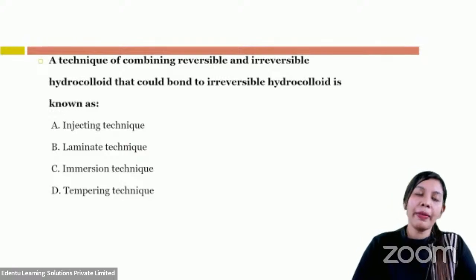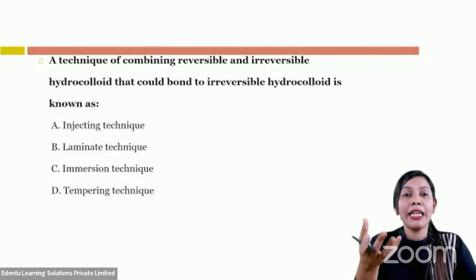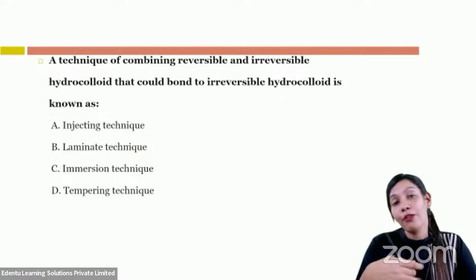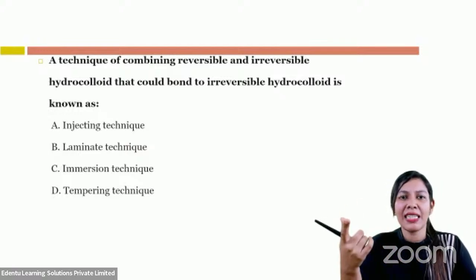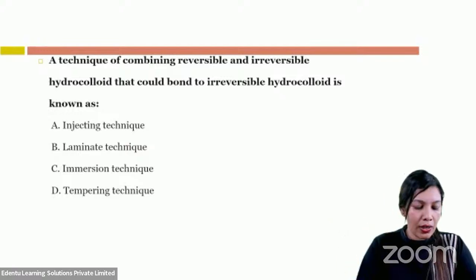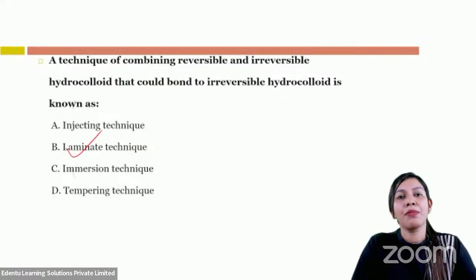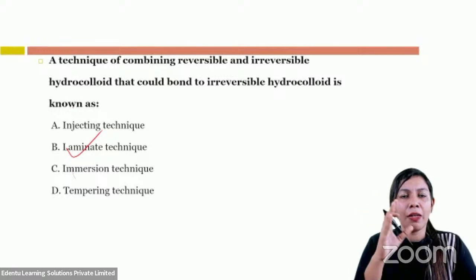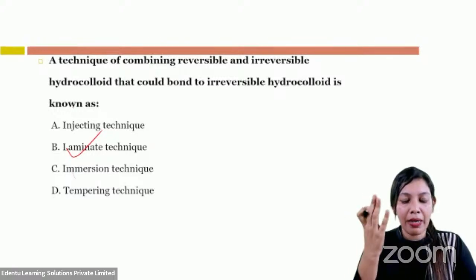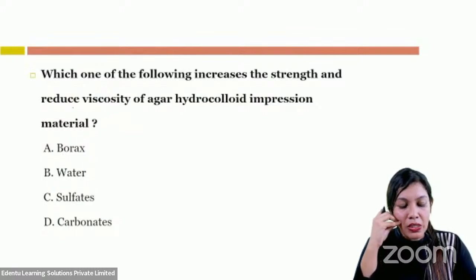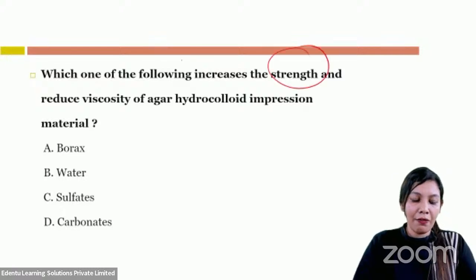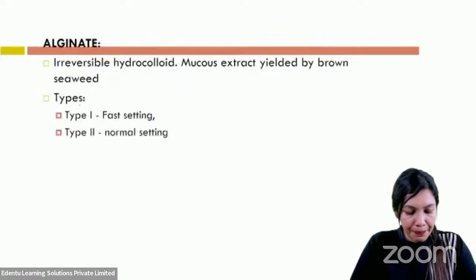The technique where we combine reversible and irreversible hydrocolloids for taking impression. This is because we'll be using agar as well as alginate at the same time, right? That is called the laminate technique. As the name suggests, laminate means we'll be using both the reversible and irreversible material. Which of the following increases the strength and reduces the viscosity? Which increases the strength of agar, of course, it is the borax.